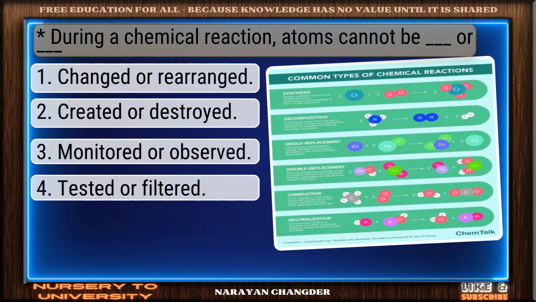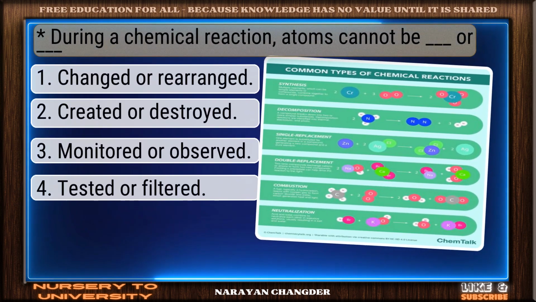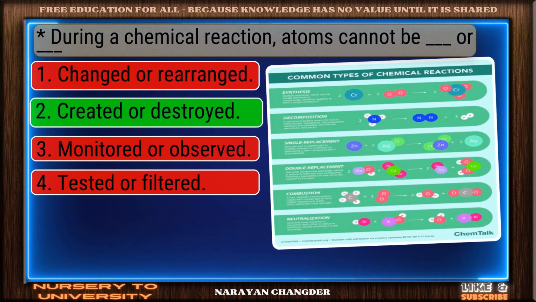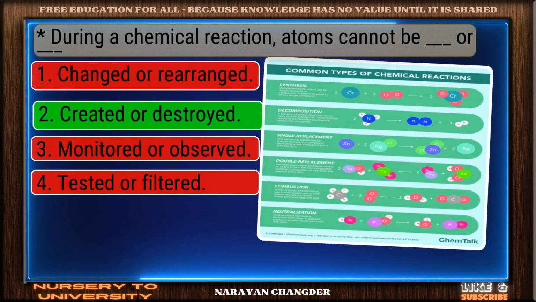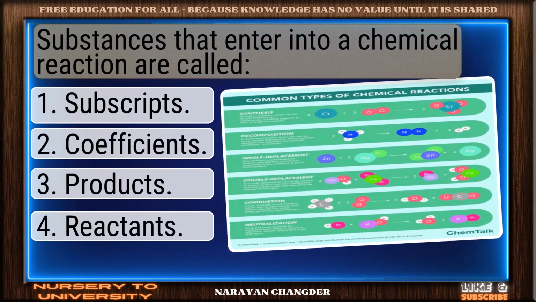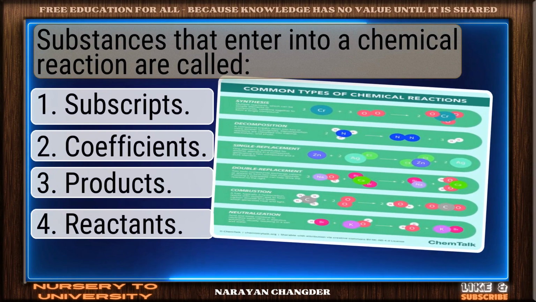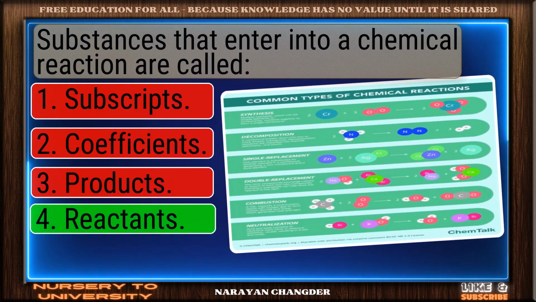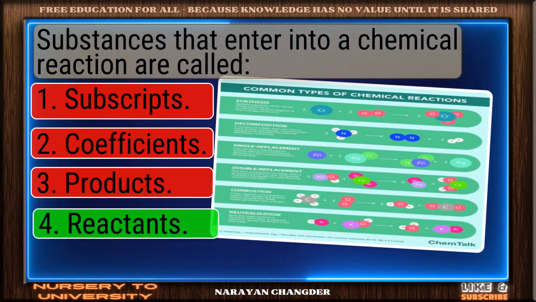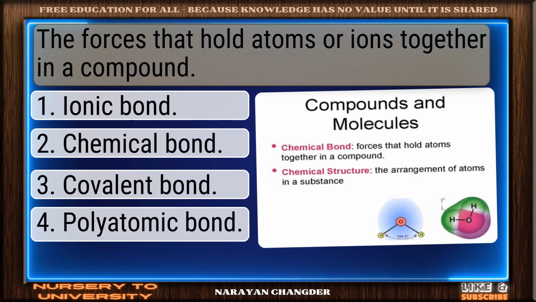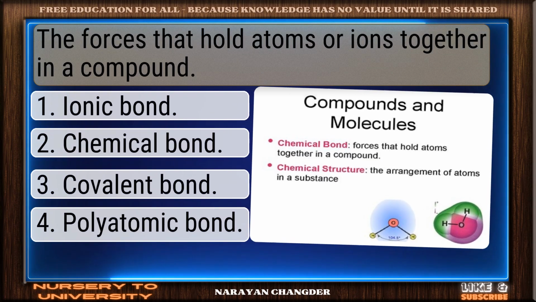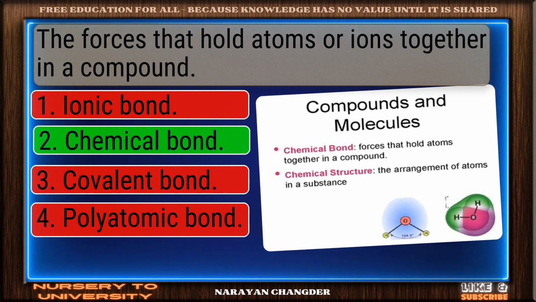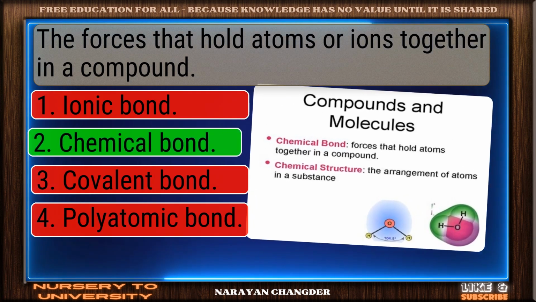During a chemical reaction, atoms cannot be dash or dash. Bravo. Created or destroyed is the answer. Substances that enter into a chemical reaction are called... Correct. Reactants is the right answer. The forces that hold atoms or ions together in a compound. Well picked. Chemical bond is the correct answer.